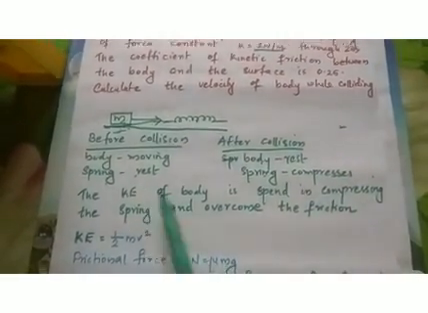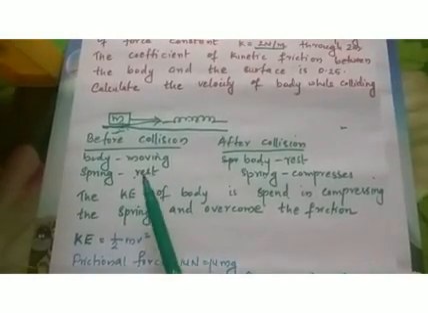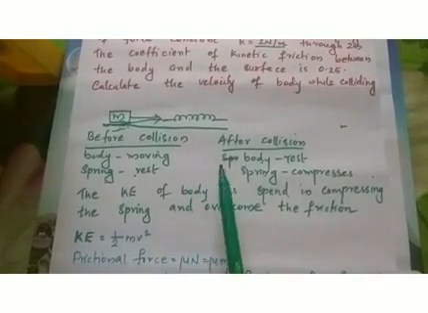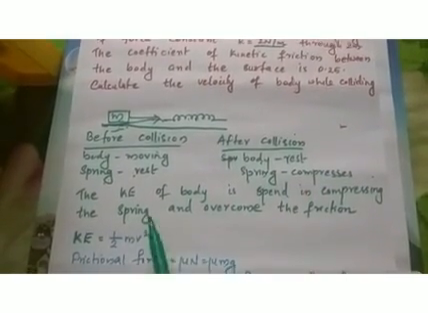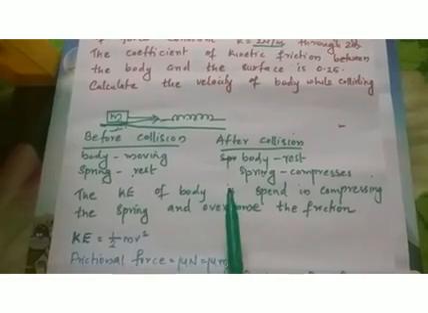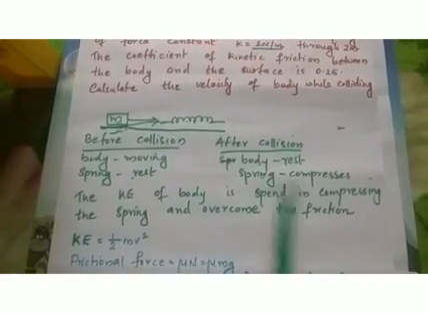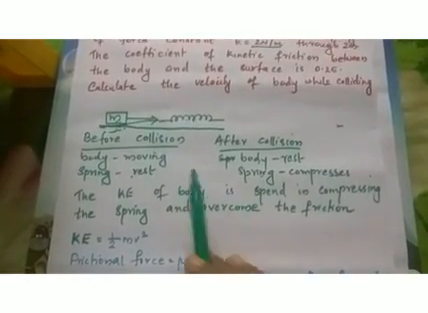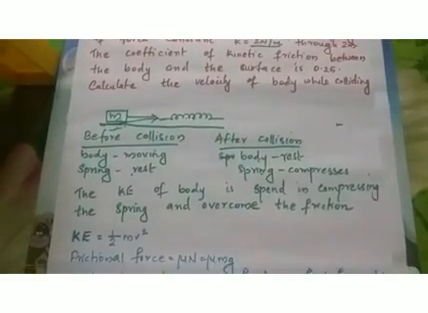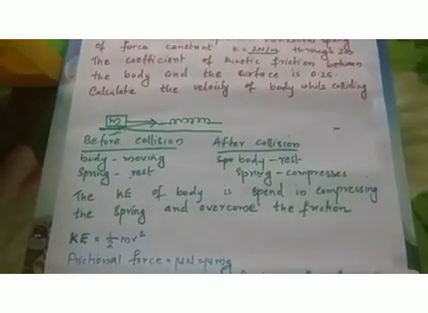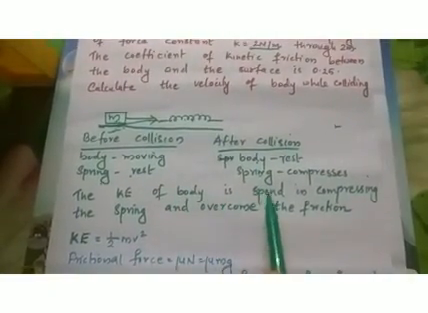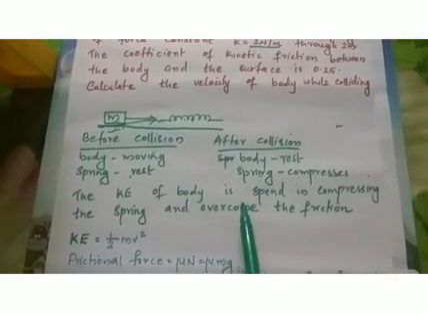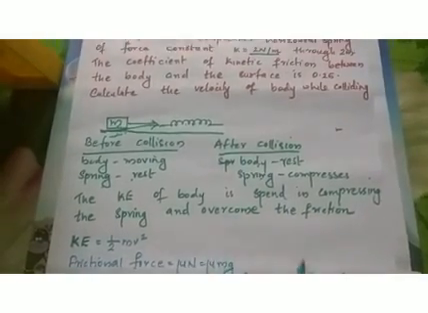So what happened? When the body is in motion, it possesses some kinetic energy. The moment it collides with the spring, it comes to rest. So the kinetic energy of the body is converted to the potential energy of the spring, and also is used to overcome the frictional force between the body and the surface. So the kinetic energy of the body is spent in compressing the spring, and also some amount of kinetic energy is spent to overcome the frictional force.